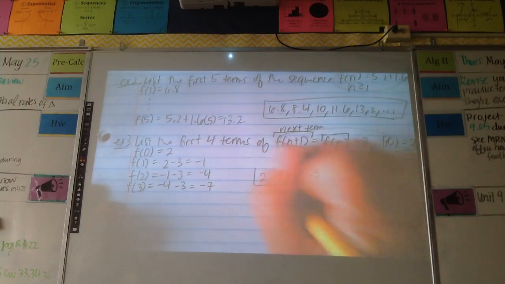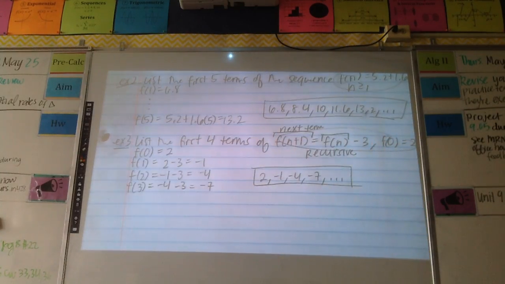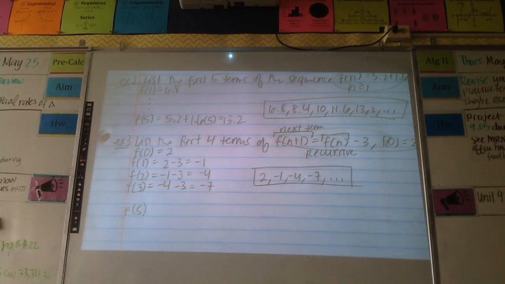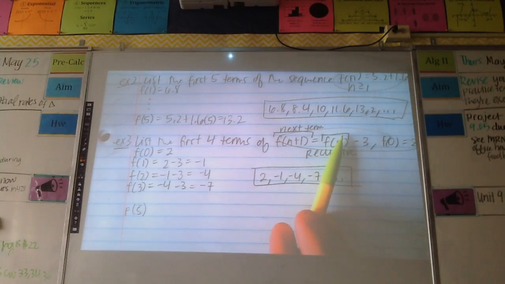The biggest difference between a recursive definition for a sequence and an explicit one is that if, for example, I wanted to find f of 5 for this one, in order to find the next term, I'd have to know the previous term.